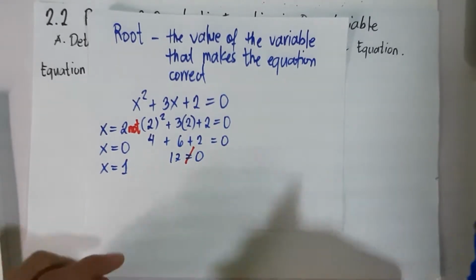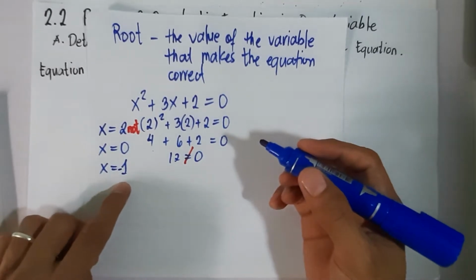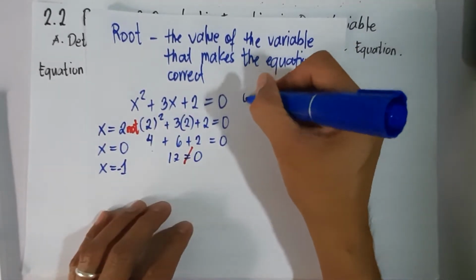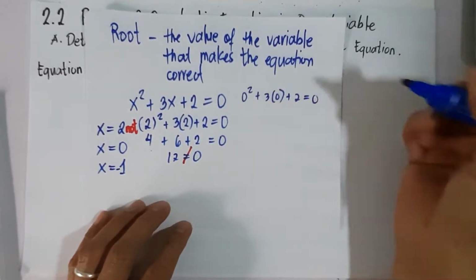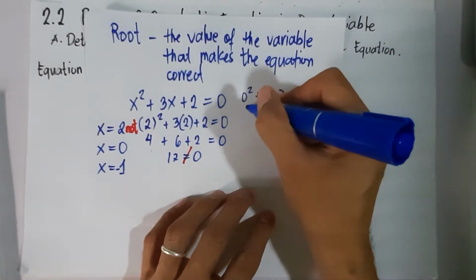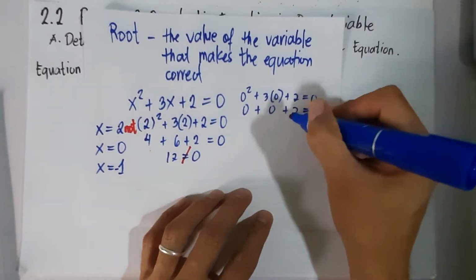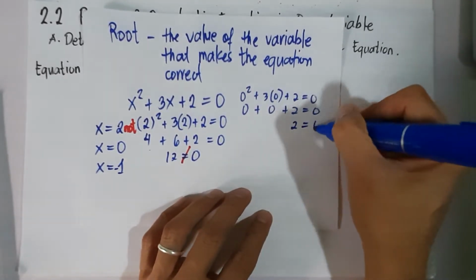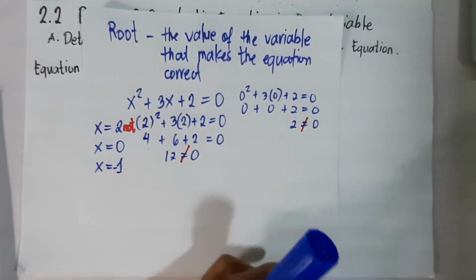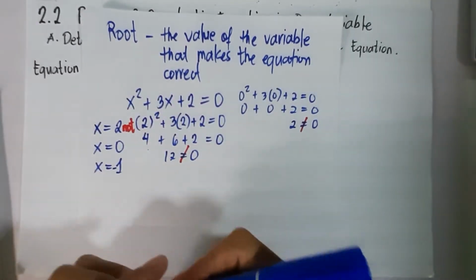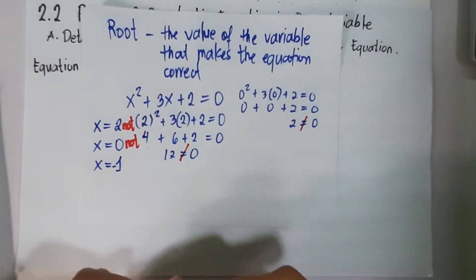Now let's try the other one, the 0. And let's make the last one negative 1. If x is 0, then 0 squared plus 3 times 0 plus 2 equals 0. 0 squared is 0, plus 3 times 0 is 0, plus 2 equals 2, which equals 0? Is this correct? Not again. So 0 is not a root of this quadratic equation.